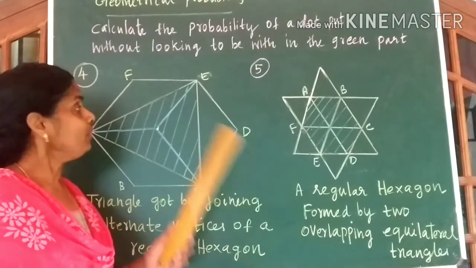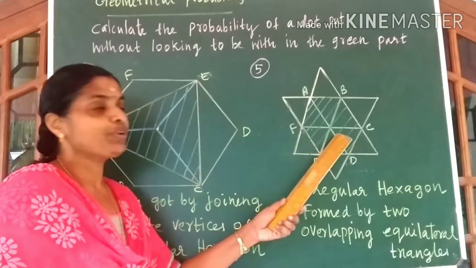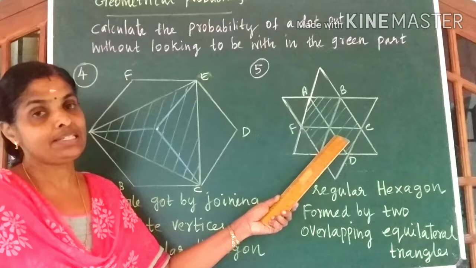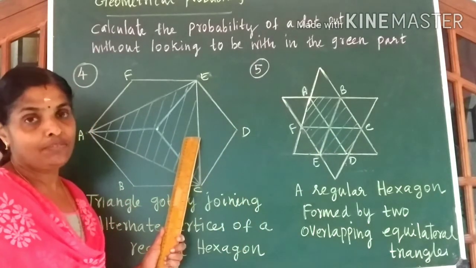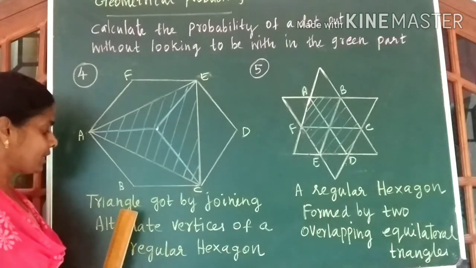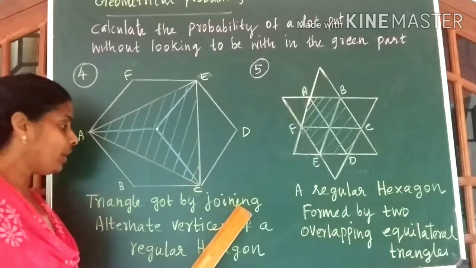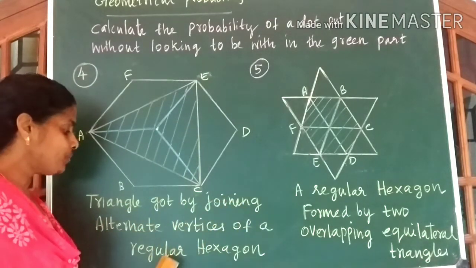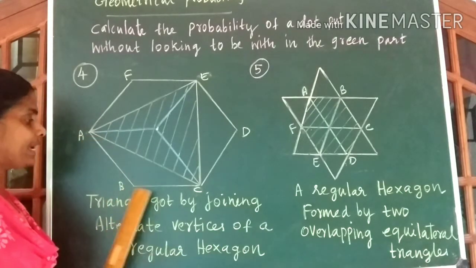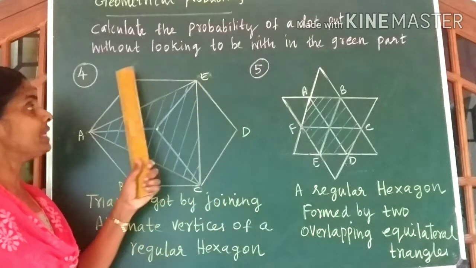Look at the fourth and fifth question, children. Here we are not going to use any formulas. From the figure itself, you can understand the idea very clearly. Here you are given a triangle got by joining alternate vertices of a regular hexagon. I have named the regular hexagon as A, B, C, D, E, F.